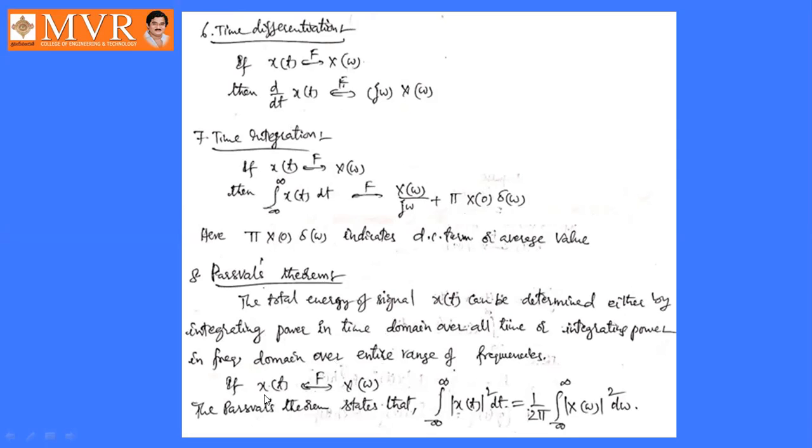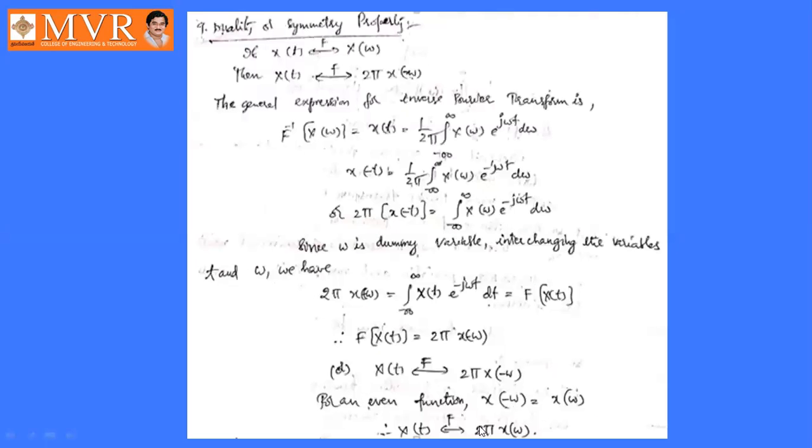The Fourier transform of x of t is X of omega. Then Parseval's theorem states that the integral from minus infinity to infinity of mod x of t whole square dt is equal to 1 by 2 pi times the integral from minus infinity to infinity of mod X of omega square d omega. So that is nothing but integrating power in the time domain over all time, or integrating power in the frequency domain over the entire range of frequencies.